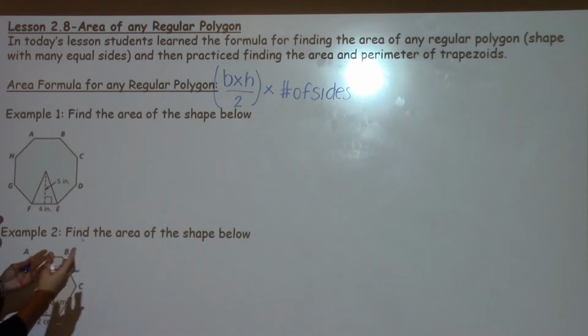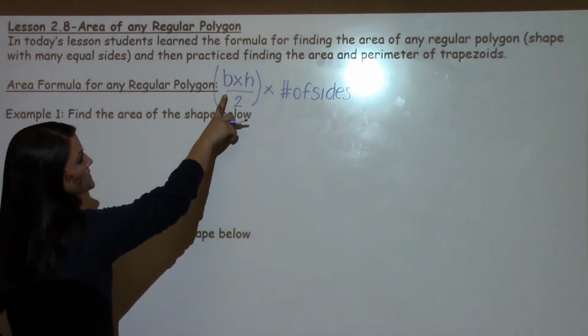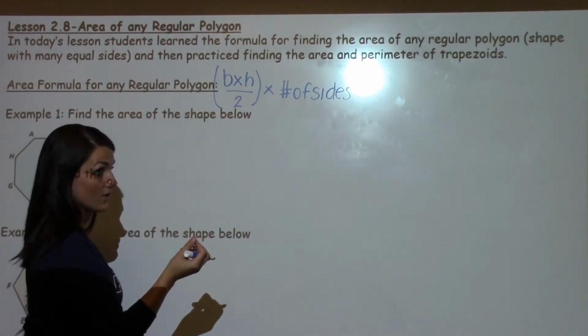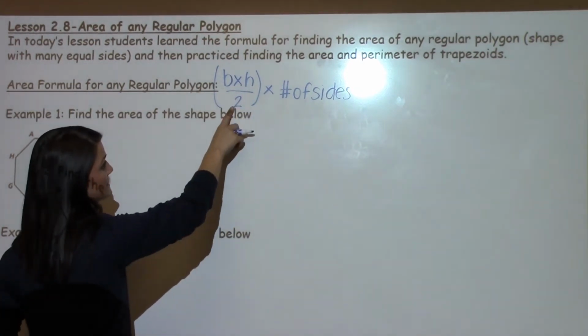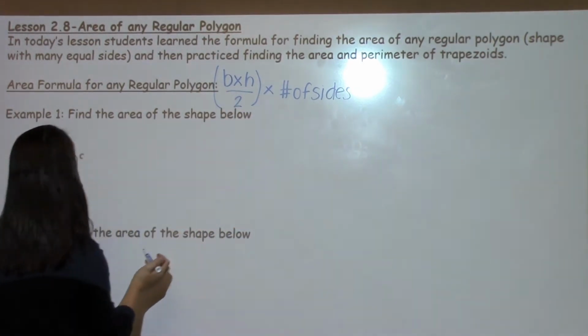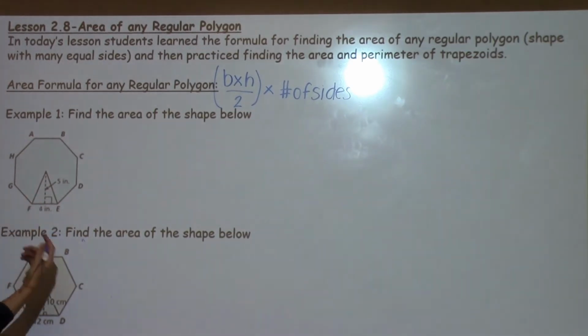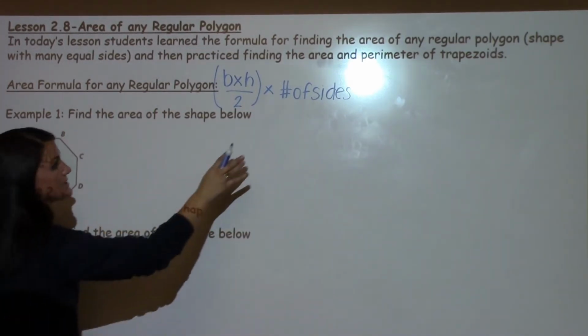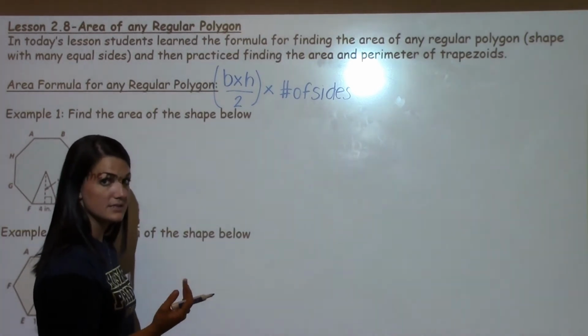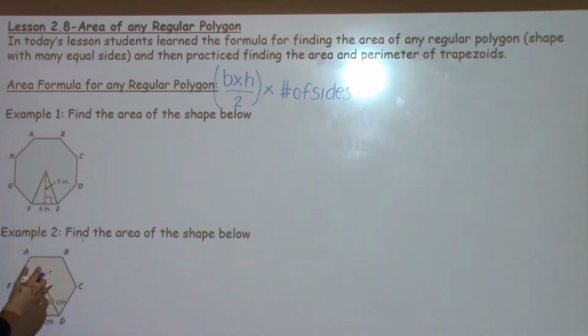The first thing that you do, or the formula that you use, is the formula for finding the area of a triangle, which is base times height divided by 2. And you do that for one of the triangles in the shape. Then you take that answer and you just times it by the number of sides. So I'm going to walk you through each step.